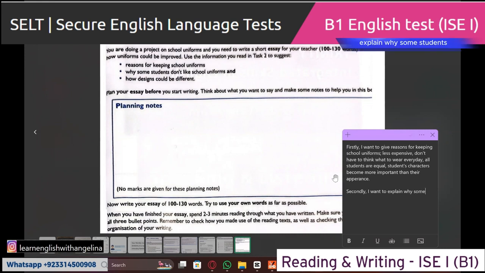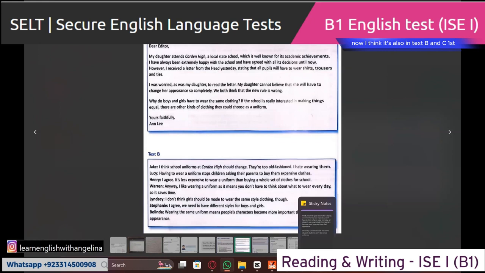Explain why some students don't like school uniforms. You can also write talk about. There's nothing wrong with it. That's perfect. I just want to give tips for people who do not know anything at all and just need to copy. Okay, students don't like school uniforms, semicolon. Now, I think it's also in text B and C.